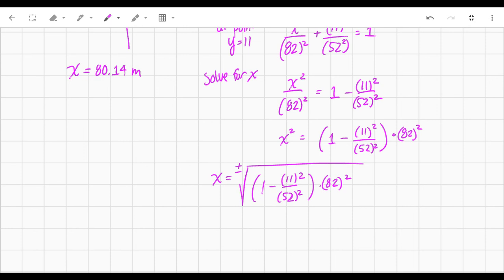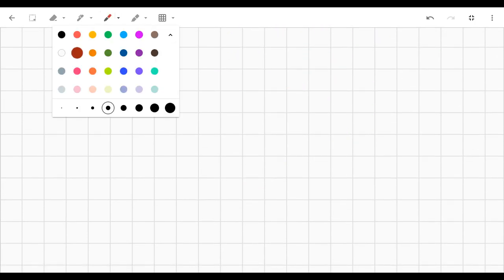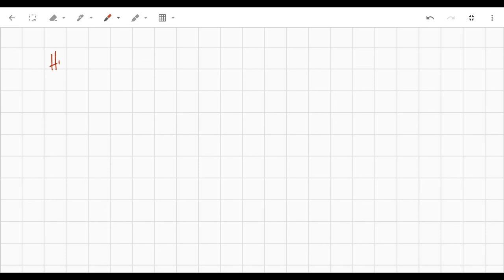Now, the next thing we're going to do is hyperbolas. Hyperbolas are a little bit different, but a lot similar also. So your hyperbolas are going to have an equation of x squared over... let me just get that right.